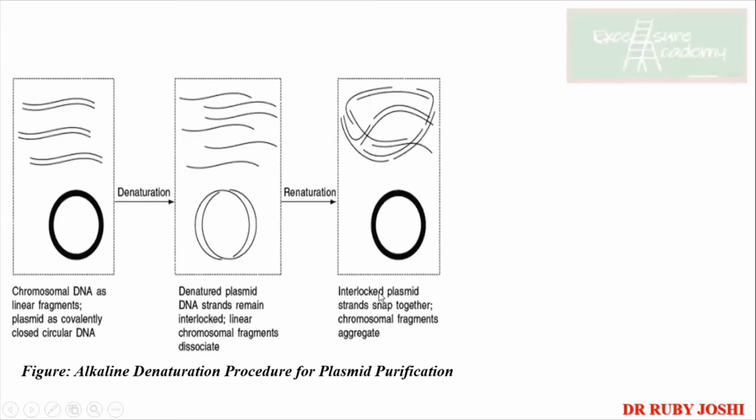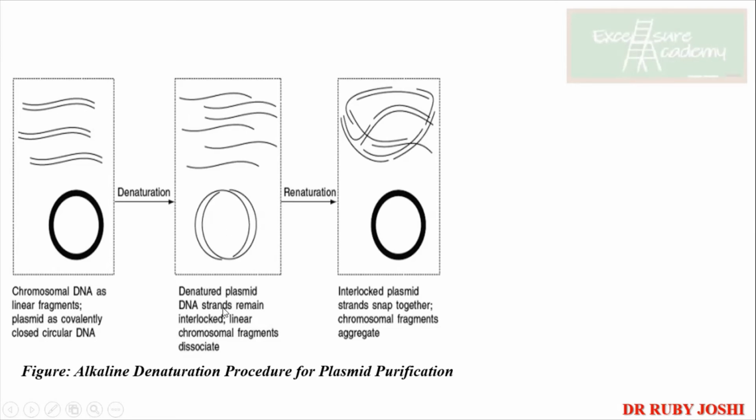Now look at the figure over here. So you have got the chromosomal DNA as the linear fragments. Why? In the bacteria, I know that the chromosome is circular, but because of the shearing or the mechanical forces which you use for the cell lysis, the chromosomal DNA breaks, and that forms a linear DNA, whereas the black one is your plasmid DNA. Okay. Next, denaturation, they get separated. You can see the strands are getting separated. Okay, the hydrogen bonds are broken.